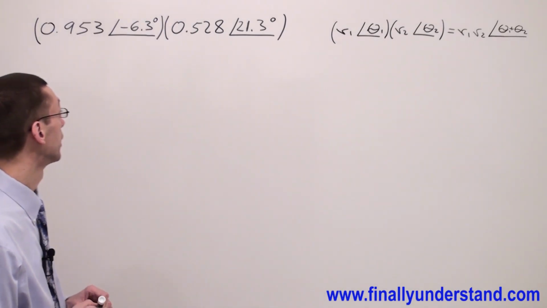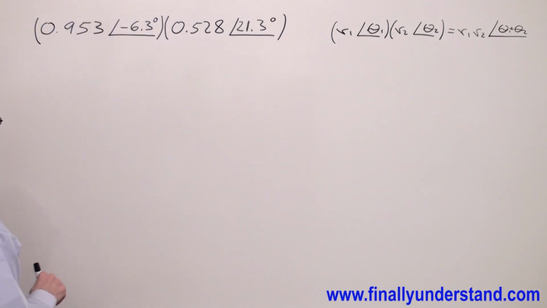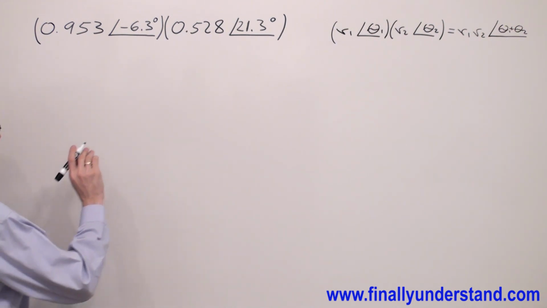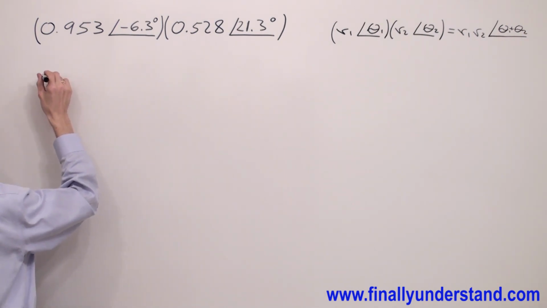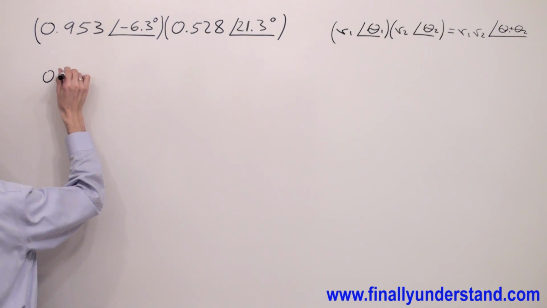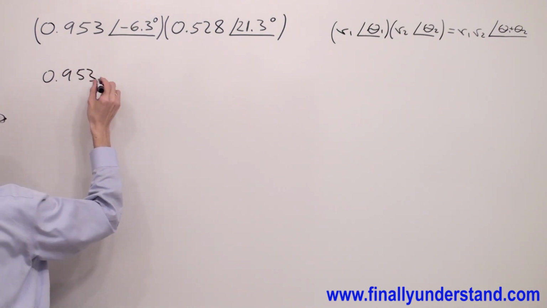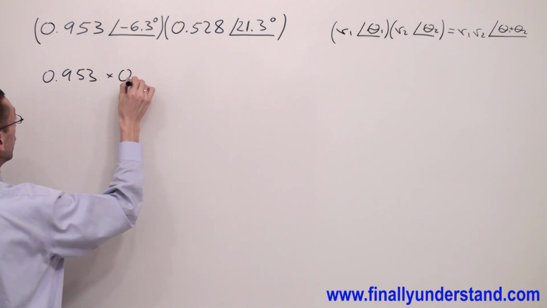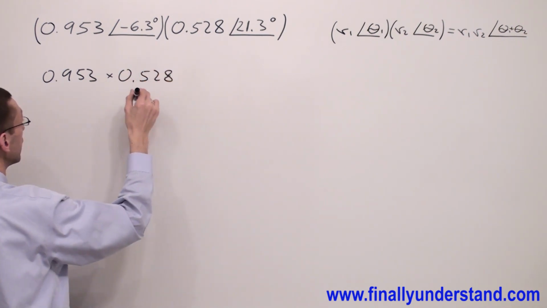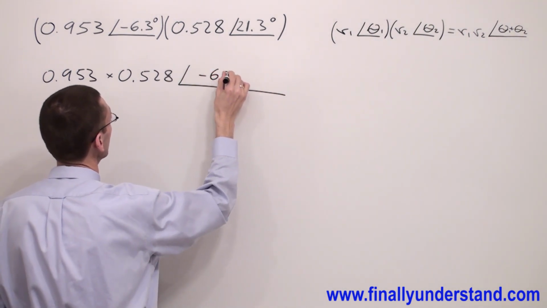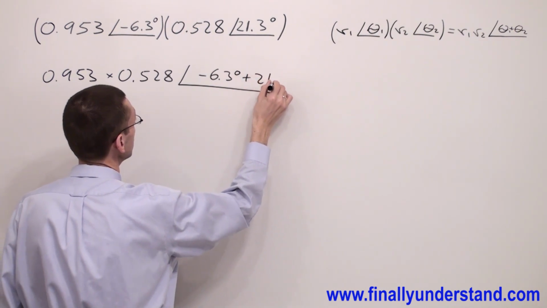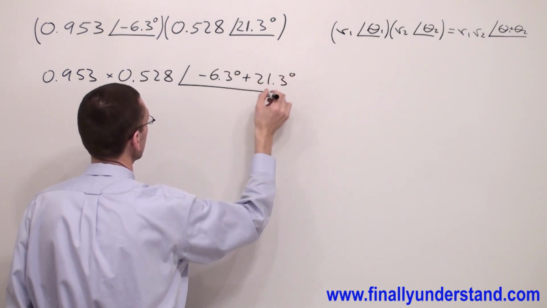This time we're supposed to multiply two complex numbers expressed in polar forms and express the answer in rectangular form. So what we're supposed to do first, we have to apply this formula in order to multiply these two complex numbers. So I have 0.953, I have to multiply the magnitudes first, times 0.528, and I'm supposed to add angles. So I have negative 6.3 degrees plus 21.3 degrees.